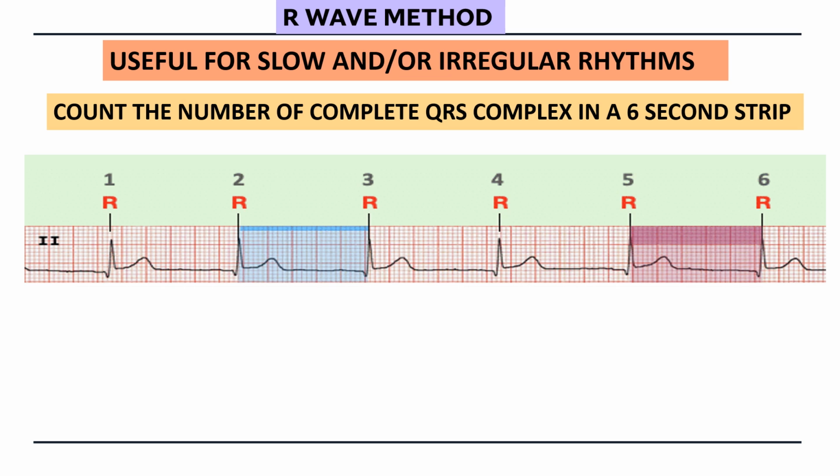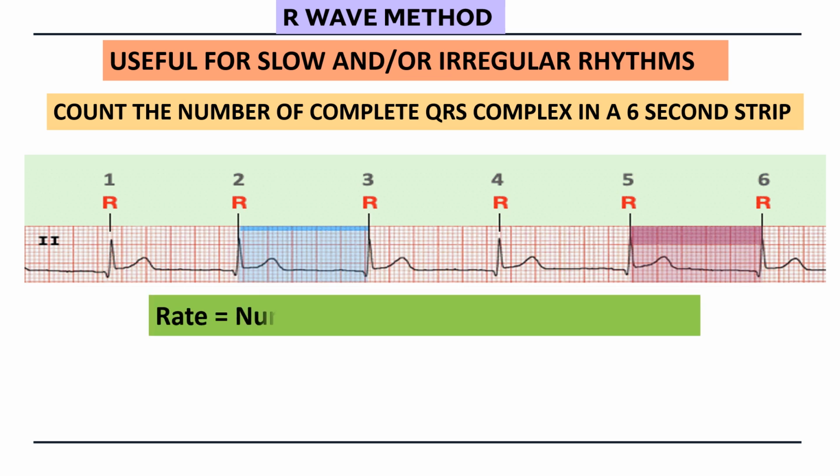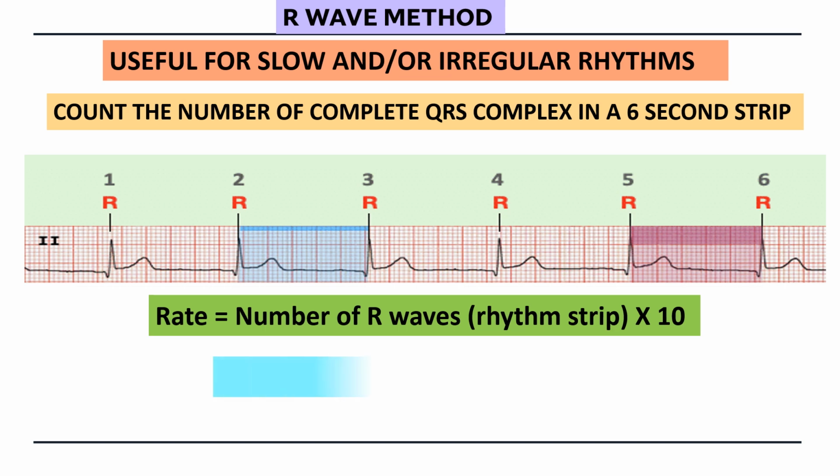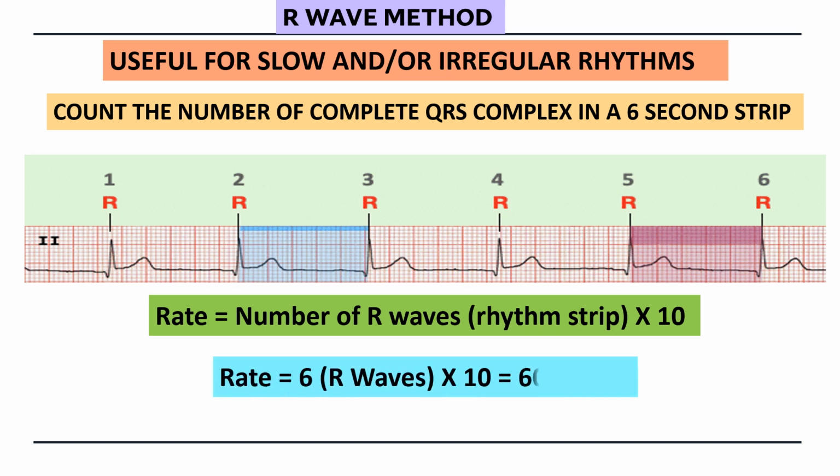Then we will be putting it in the formula. The formula is number of R waves into 10. So from this strip we can see that we have 6 R waves. So 6 into 10 is equal to 60 beats per minute.